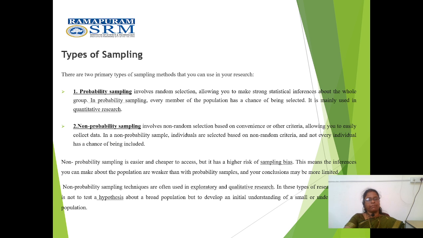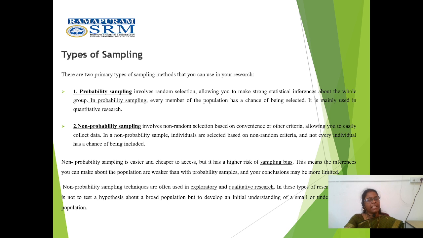Types of sampling. There are two primary types of sampling methods that you can use in your research. First one, probability sampling. Second one, non-probability sampling. Probability sampling involves random selection, allowing you to make strong statistical inferences about the whole group. In probability sampling, every member of the population has a chance of being selected. It is mainly used in quantitative research.